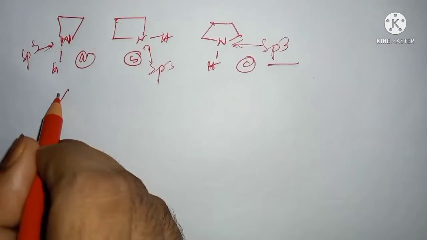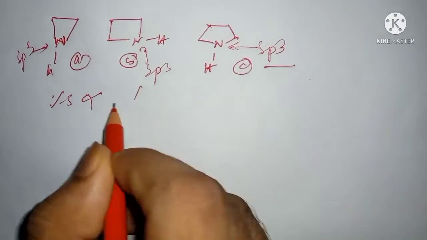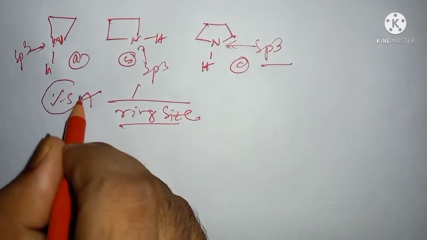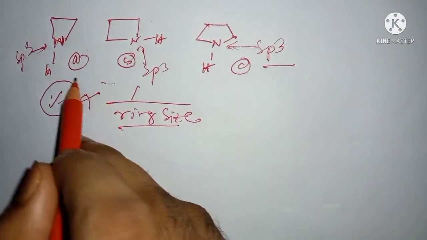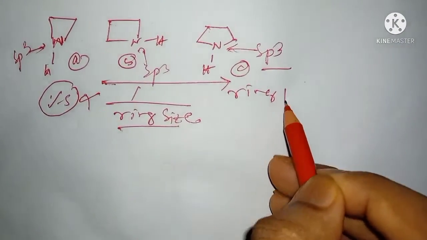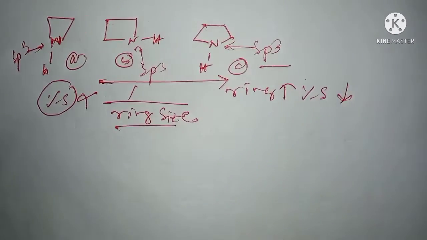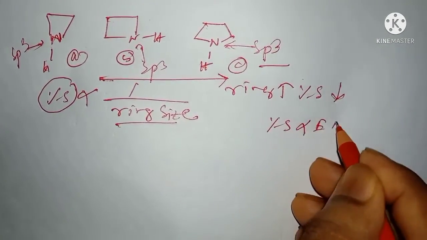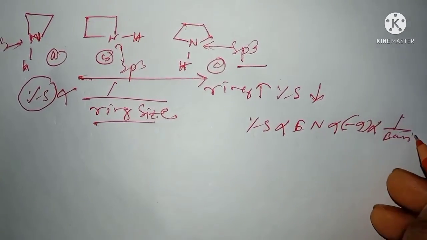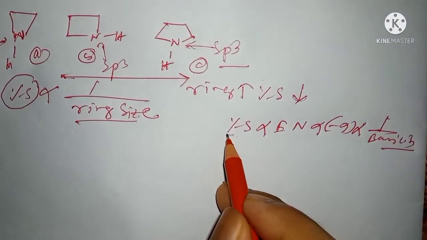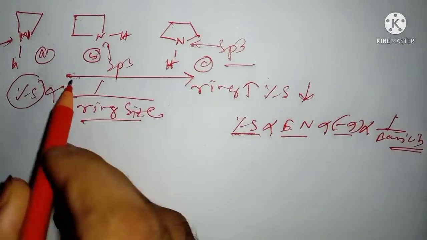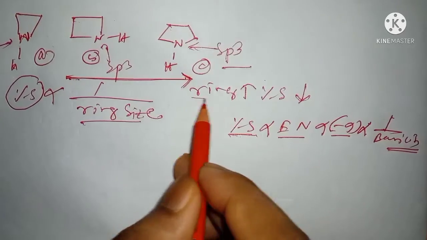Now we know the percentage of s character is proportional to 1 by ring size. That means as ring size increases, the percentage of s character decreases. So from 3-member to 4-member to 5-member, ring size increases, so the percentage of s character decreases. We know the percentage of s character is proportional to electronegativity and to the minus I effect, and inversely proportional to basicity. That means as the percentage of s character increases, electronegativity increases, the minus I effect increases, and basicity decreases. So as ring size increases, the percentage of s character decreases and basicity increases.